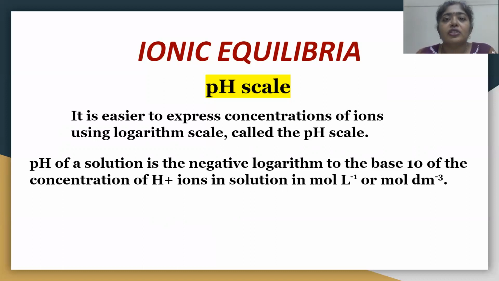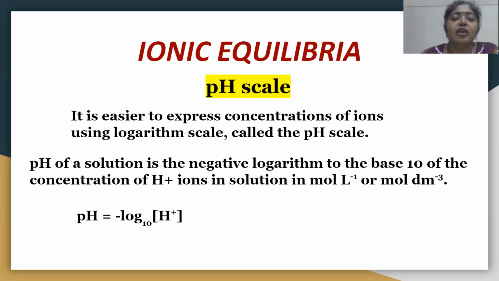The pH of a solution is the negative logarithm to the base 10 of the concentration of hydronium ions or H plus ions in the solution, where the concentration is expressed in terms of moles per liter or moles per decimeter cube. So if I were to write this statement mathematically, the expression for pH would look like this. You can write pH is equal to minus log to the base 10 of the hydronium ion concentration or concentration of H plus ions.